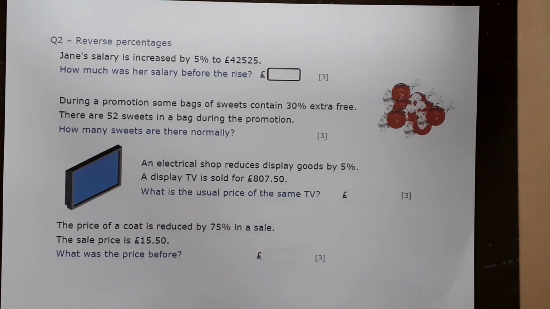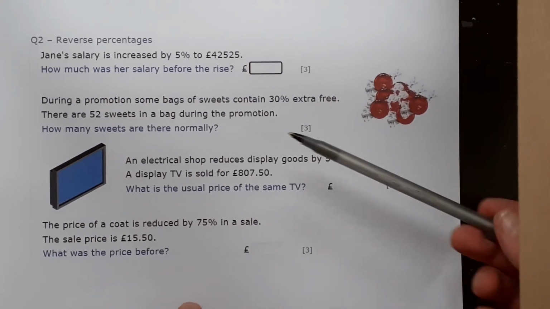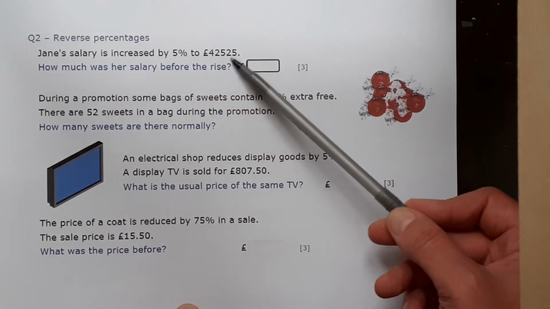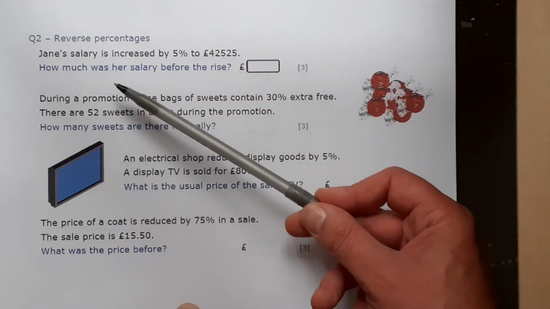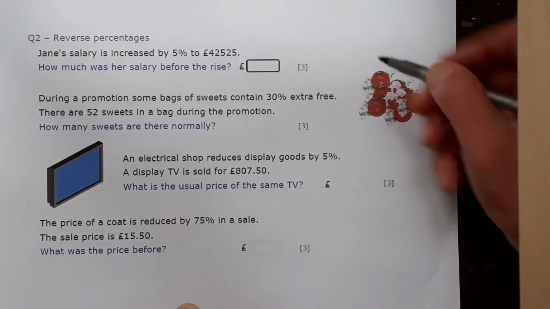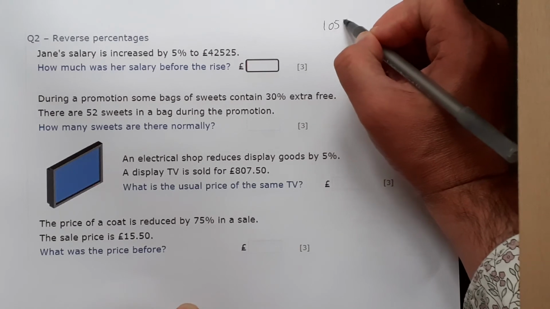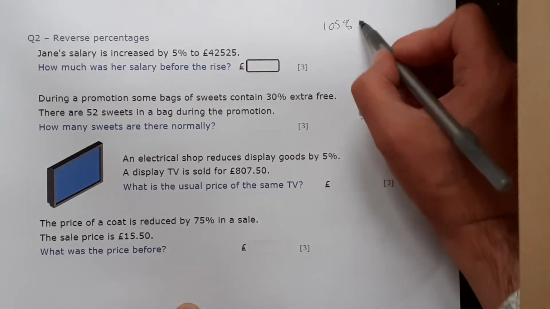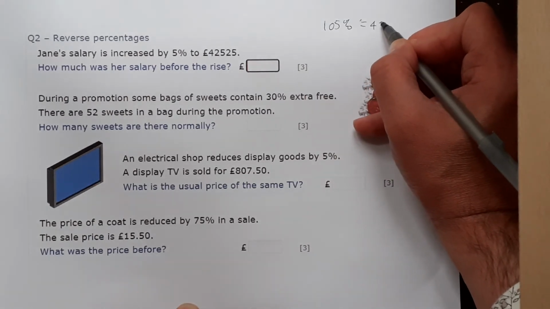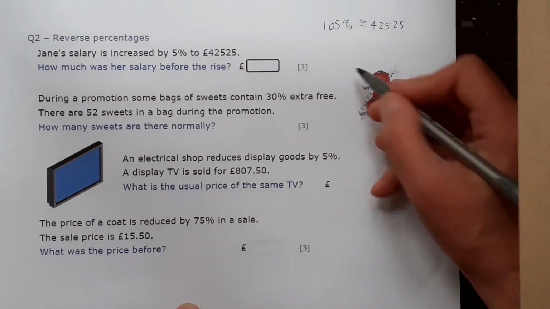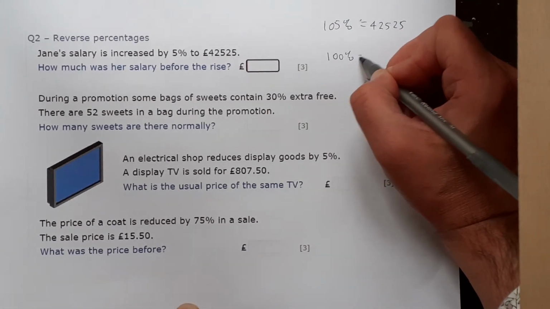Now, I said in the email that we were going to look at some reverse percentage change. So let's have a look at this question here. Jane's salary is increased by 5% to this 42,525. What was her salary before the rise? Well, what have I been given? I've been told that after she's had that 5% increase, she's got this wage of 42,525. That's after a 5% increase. I'm looking for what the original amount was.